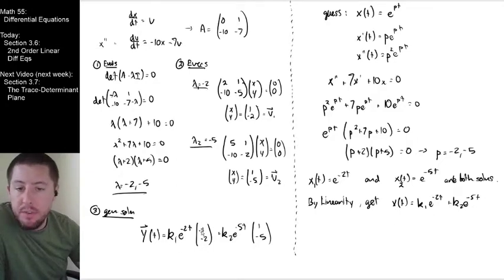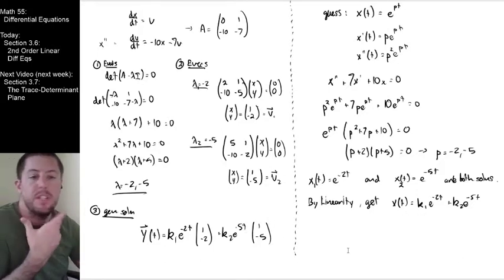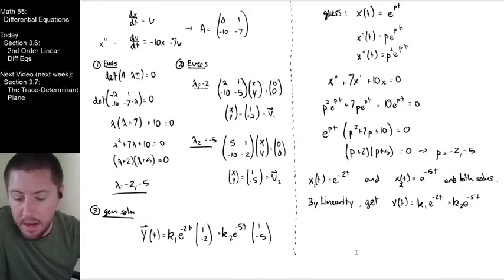However, you should notice that if you only look at the top components of each of these two vectors, they do perfectly match. This is k1 e to the -2t times 1 plus k2 e to the -5t times 1. That's exactly what we got right here for x. So this does match the top. The question is, does this also match the bottom right here? And I think that we can keep on going.